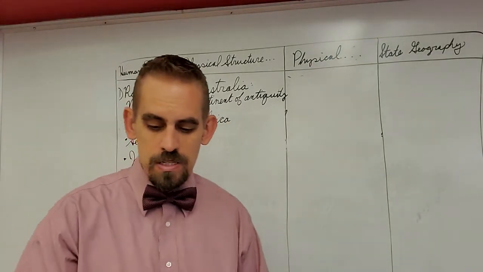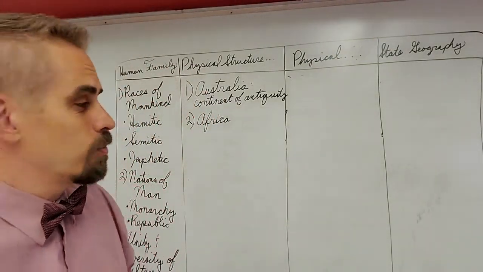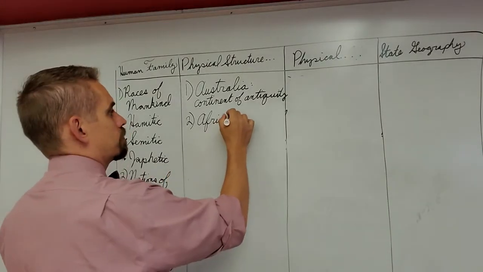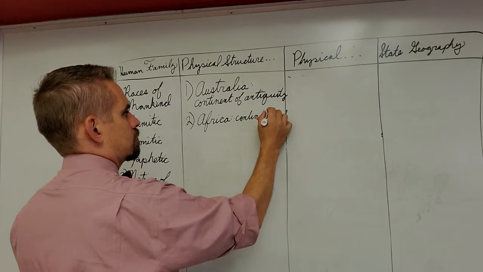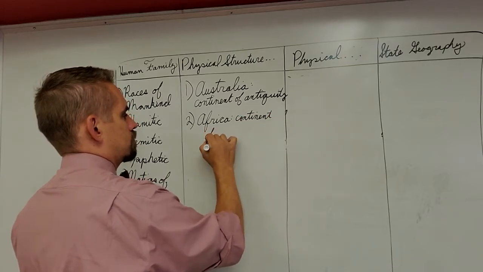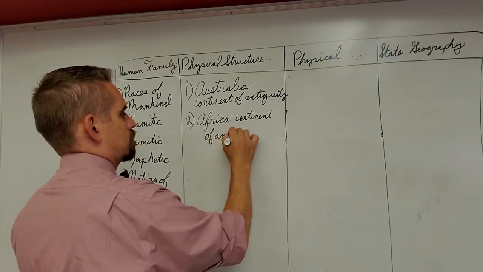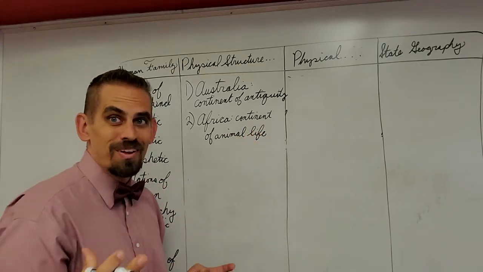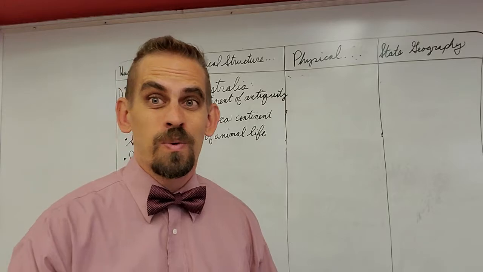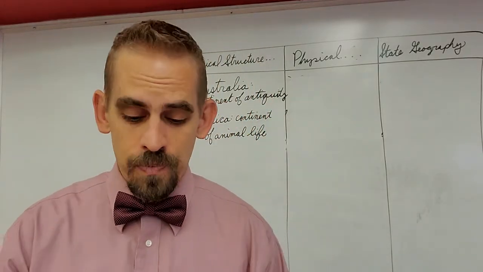Africa. What is it? It is a continent of animal life. There's such diversity there. I've never been to Africa, but I really want to go. I'm going to go on safari. I think it'd be awesome.